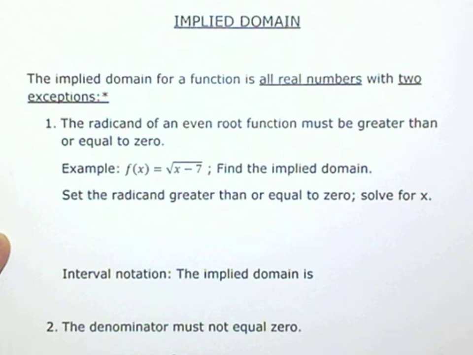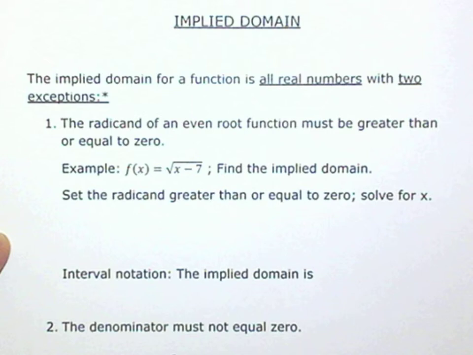When asked to state the implied domain of a function, we need to find what values can be used for x. The implied domain of any function is all real numbers with two exceptions. Actually, there are other exceptions, but they will not be encountered in this course.